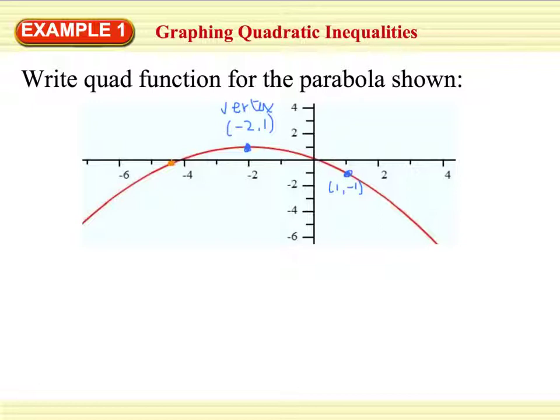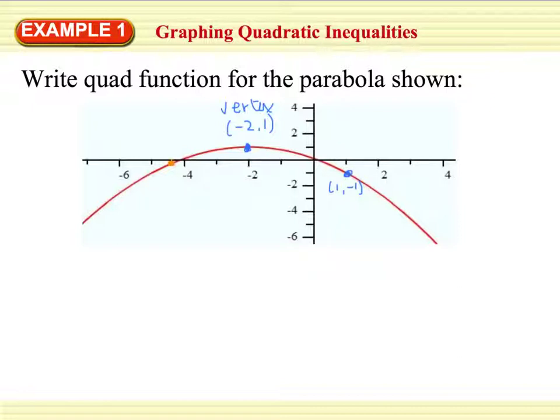Example 1 says to write the quadratic function for the parabola that's shown. Now, if you notice, your parabola that's been given to you, you do have a vertex point, and you also have an additional coordinate point. So because you know the vertex, you should automatically start to think, what form were we given that had a vertex in it? And I hope you remember that that's called vertex form.